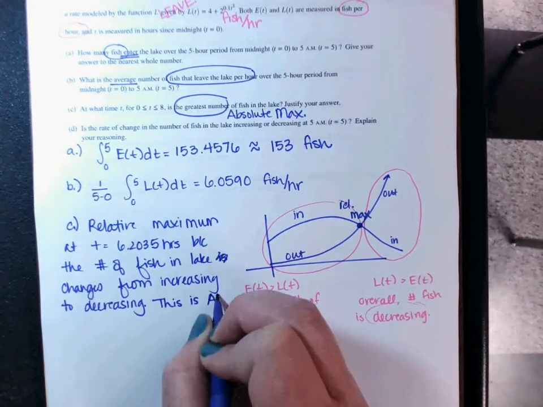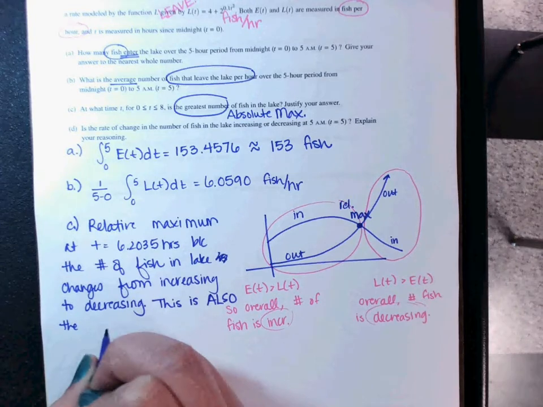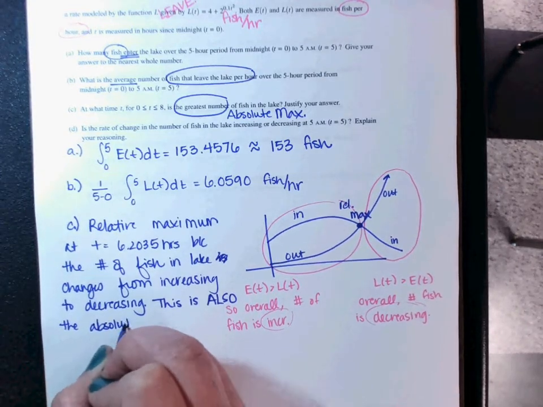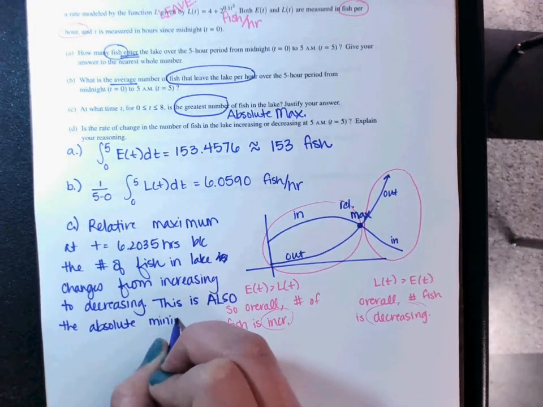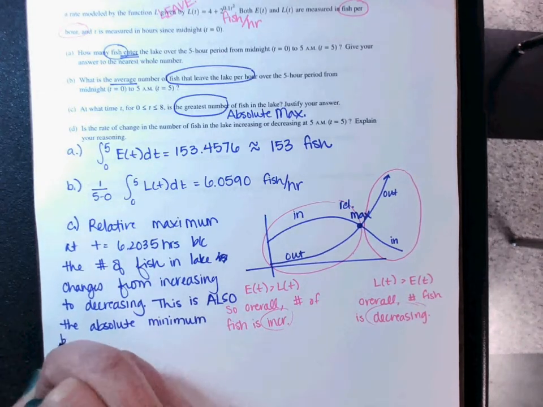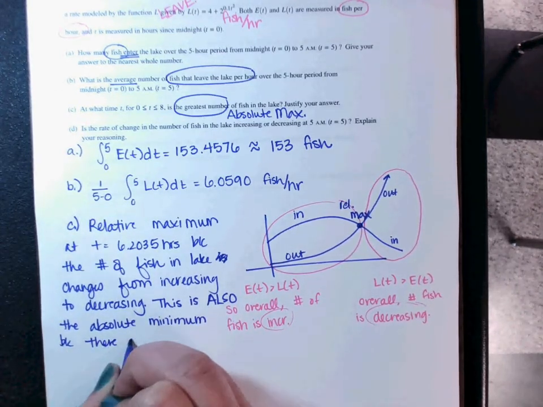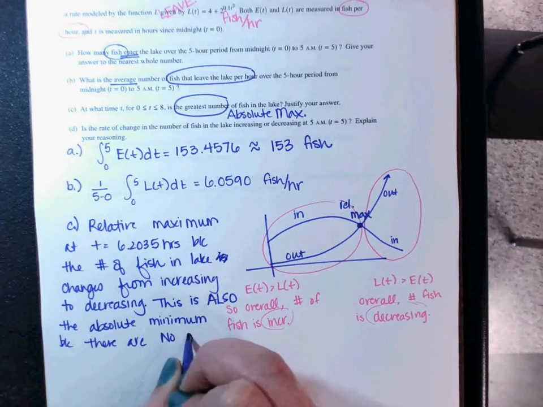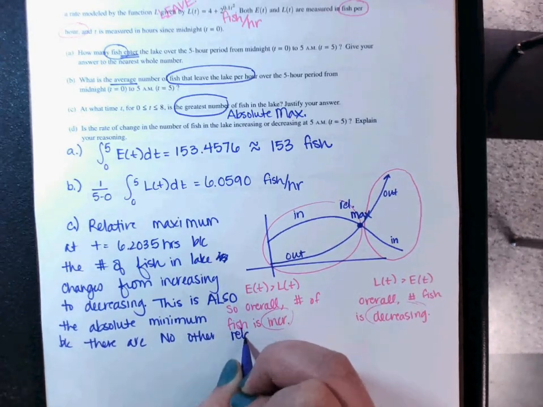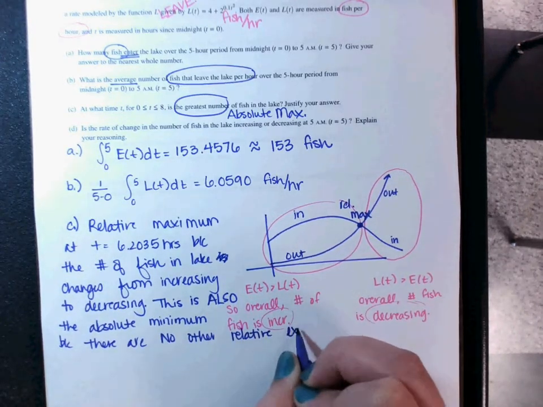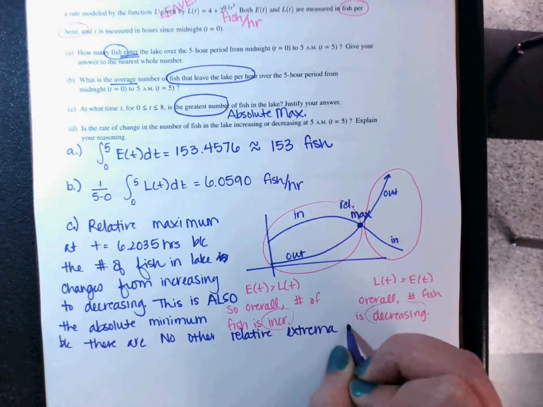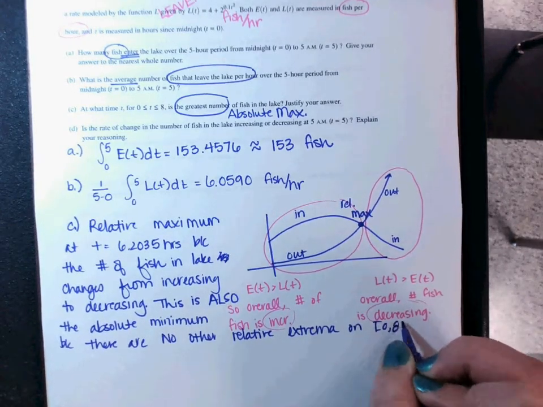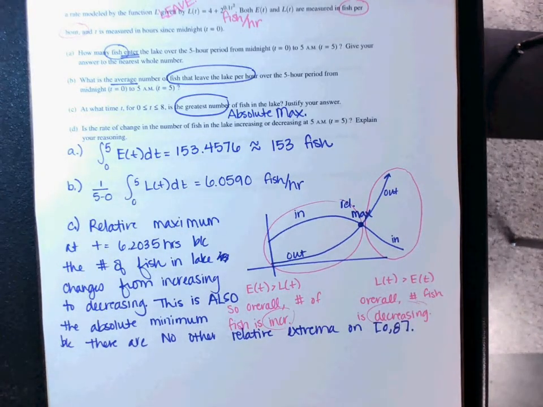This is also the absolute maximum because there are no other relative extrema on 0 to 8. And so remember that if that's the only one, you automatically know that it's going to be the absolute max. Okay, you could have also done a Candidates chart there if you didn't state that.